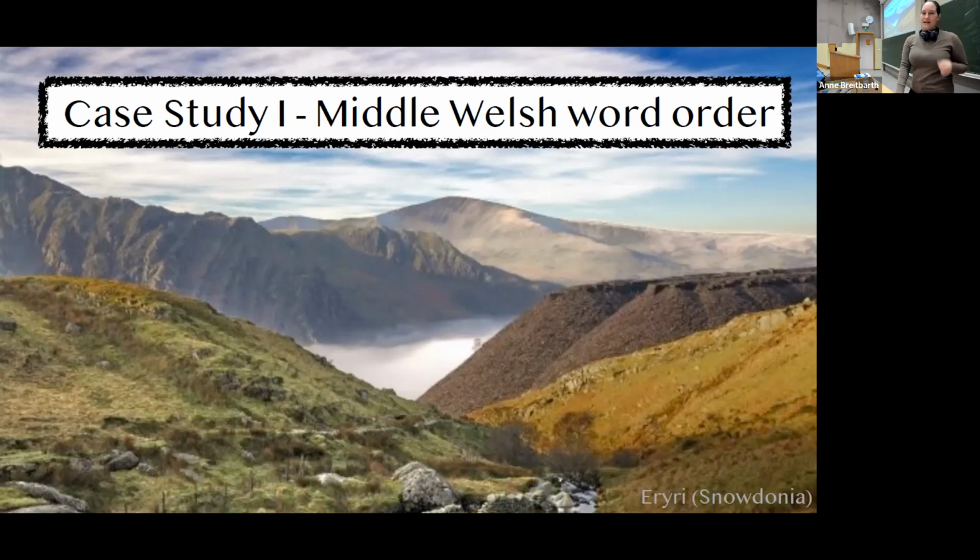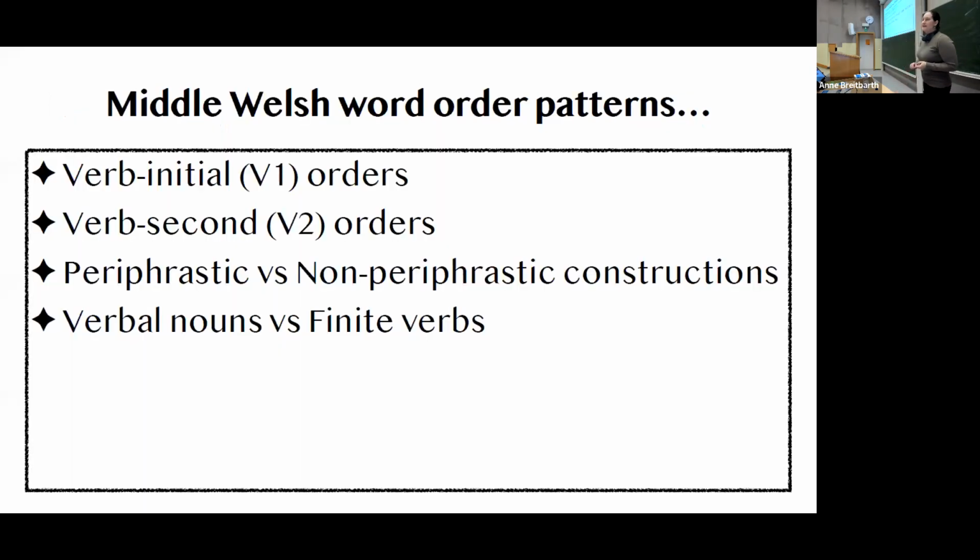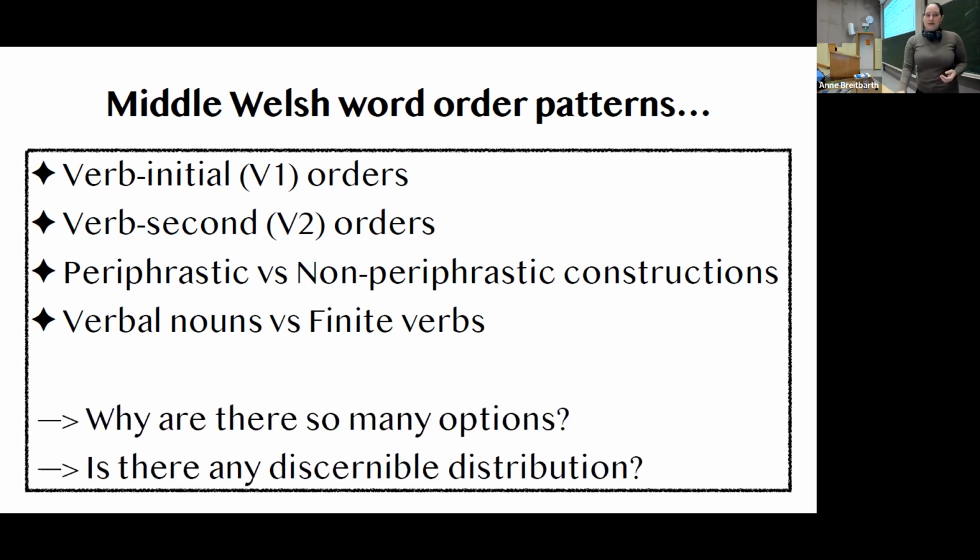So the first case study is on Middle Welsh word order. Now Middle Welsh has various different word order patterns. You can have verb initial word order, V1, verb second word order. You can have periphrastic constructions, non-periphrastic constructions. You can have verbal nouns that are actually just the main noun of the sentence, like an infinitive, but nothing else. Or you can have a finite verb. So there's an awful lot going on.